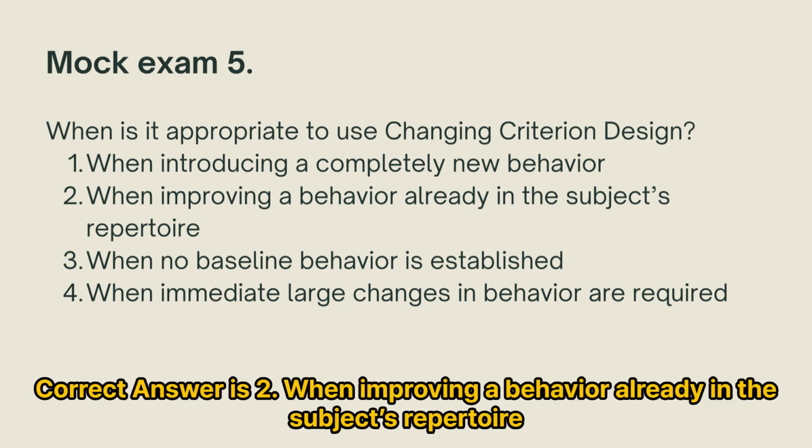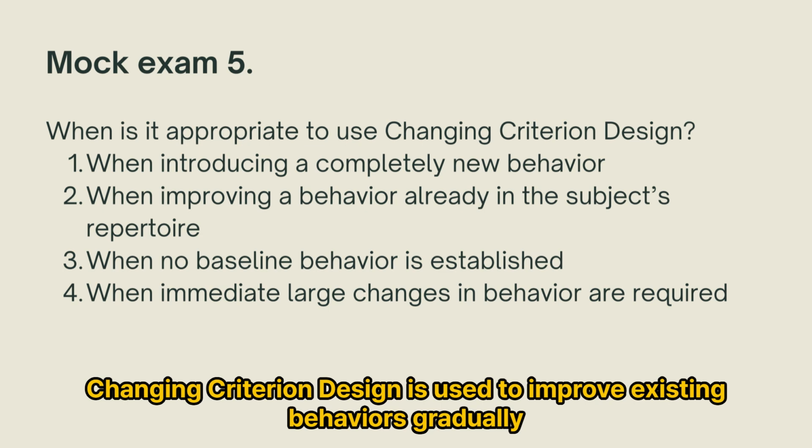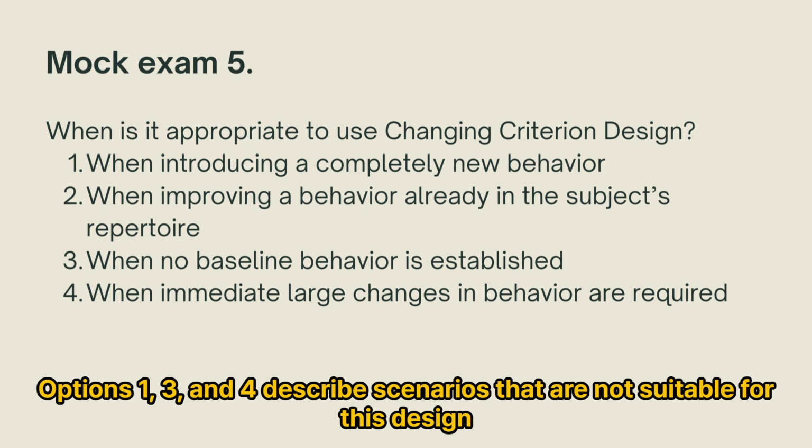Correct answer is 2. When improving a behavior already in the subject's repertoire. Changing criterion design is used to improve existing behaviors gradually. Options 1, 3, and 4 describe scenarios that are not suitable for this design.